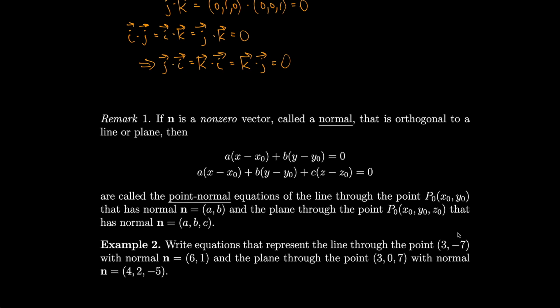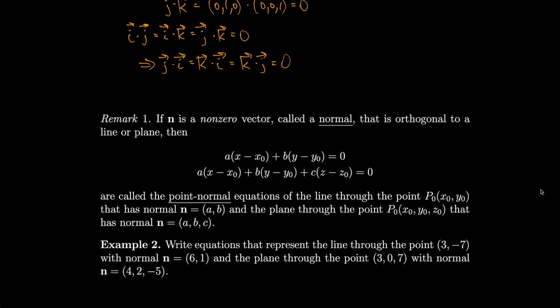If n is a non-zero vector called a normal that is orthogonal to a line or plane, then a times (x minus x0) plus b times (y minus y0) equals 0, and the same equation with an extra c times (z minus z0) equaling 0, are called the point normal equations of the line through the point P0 that has normal n equals (a, b), and the plane through the point P0 that has normal n equals (a, b, c).